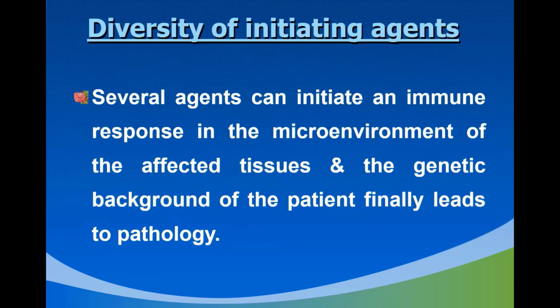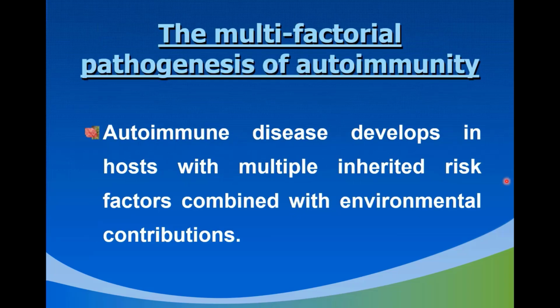Several agents can initiate an immune response in the microenvironment of the affected tissue. The genetic background of the patient finally leads to pathology. The multifactorial pathogenesis of autoimmunity: autoimmune diseases develop in hosts with multiple inherited risk factors combined with environmental contributions.